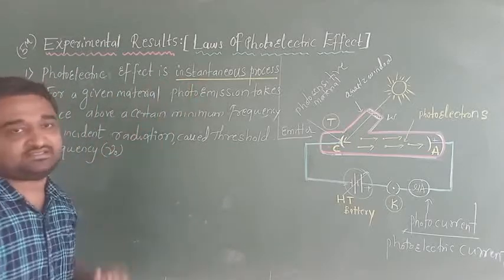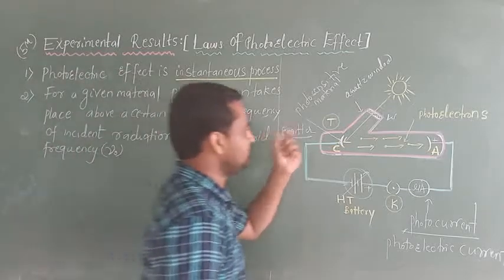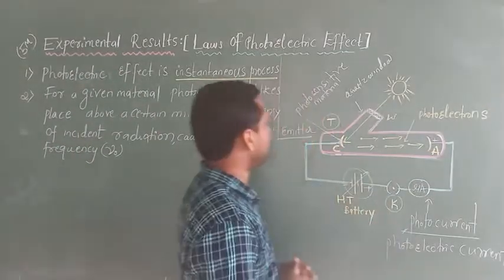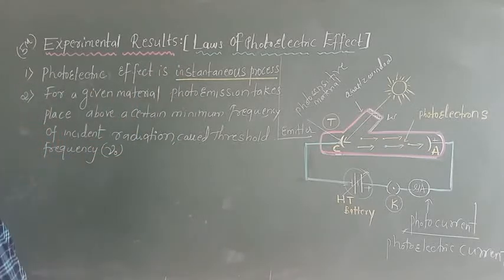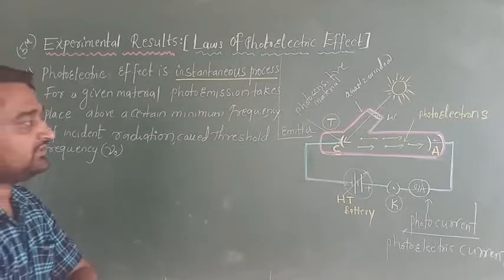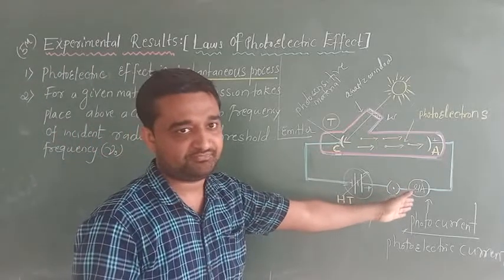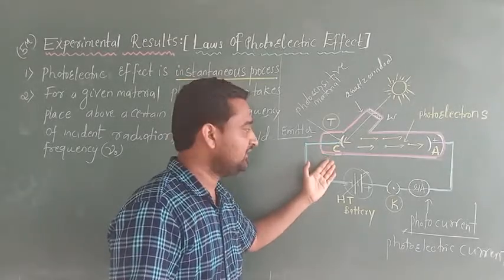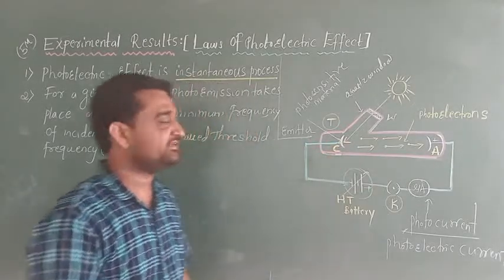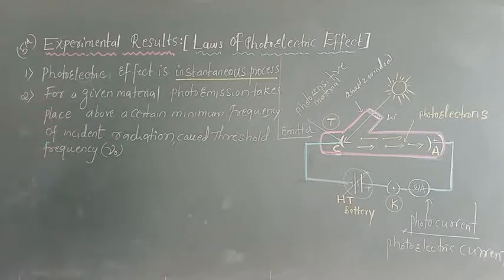That instantaneous process. Suddenly what happens? When radiation falls, we measure the current. So that is called as what? The instantaneous. The photoelectric effect is an instantaneous process. That is the important concept, right? When a radiation falls on the photosensitive material, the current is measured immediately. When a radiation falls on the cathode, that is the emitter, photosensitive material, the current is measured immediately in micrometer. So that's why it is called the instantaneous process. The photoelectric effect is an instantaneous process.